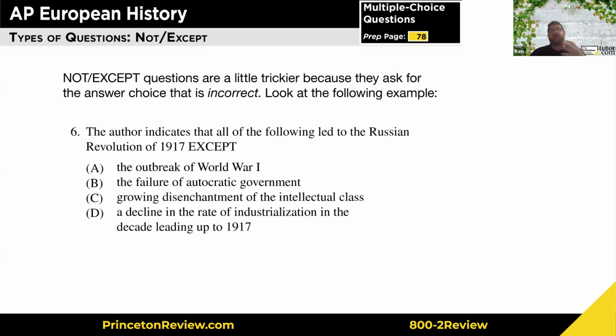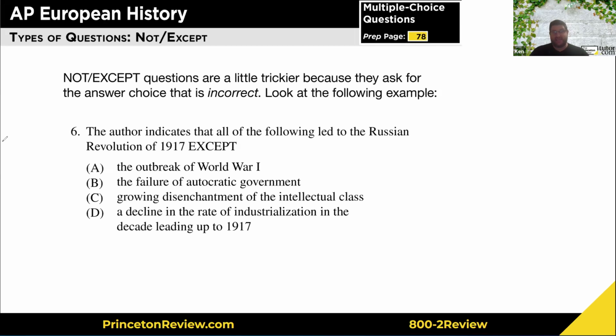Now, another question format you might get off a primary source is an except, least, not question. The author indicates that all the following led to the Russian Revolution of 1917, except. Well, if I say except, I know that I'm looking for the one answer that's wrong. Therefore, 3 of these answers are right. You don't need to be an expert on this, but you just need to know loosely what happened in European history for 1917. This is definitely part of World War One. World War One's 1914 to 1919, and the Russian Revolution is definitely in that span. We know that the Russian Revolution, you may or may not know, definitely has a lot to do with classes feeling like they are not being treated properly.